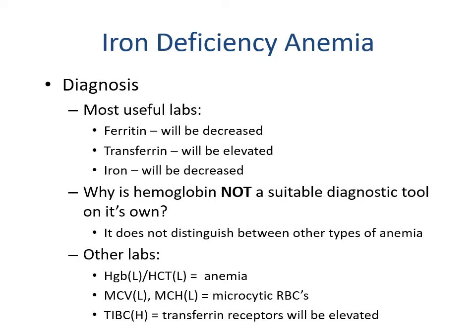The way we look at this is we'll see that hemoglobin and hematocrit will both be low, which tells us the patient has some kind of anemia. We will also see low MCV and low MCH, which tells us this is some kind of microcytic anemia, which is typically iron deficiency. Then looking at iron binding capacity, which will be high, showing that the transferrin receptors are elevated. And again, we'll see this in our ferritin, transferrin, and iron levels.